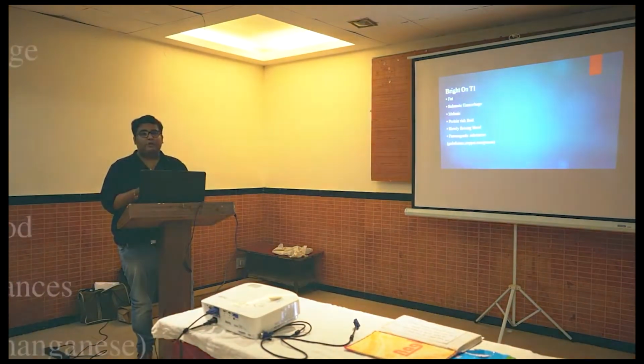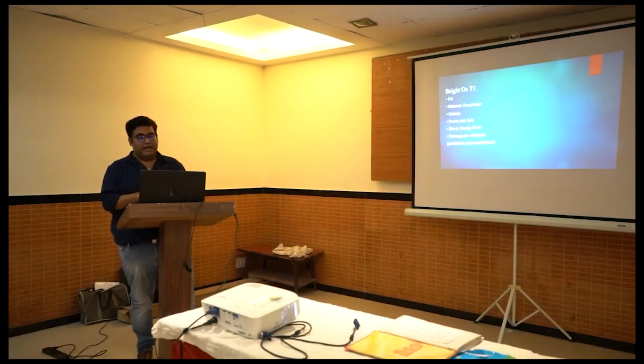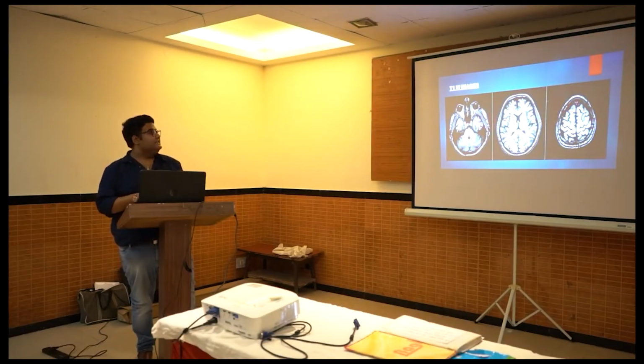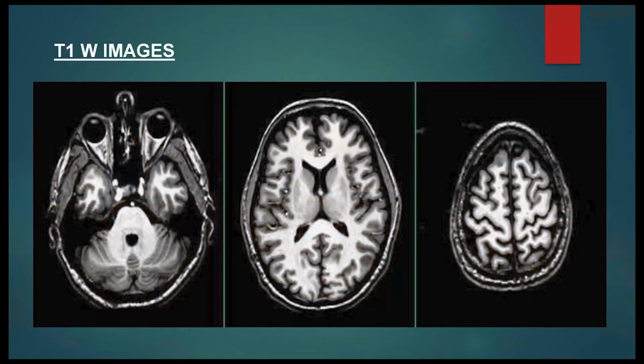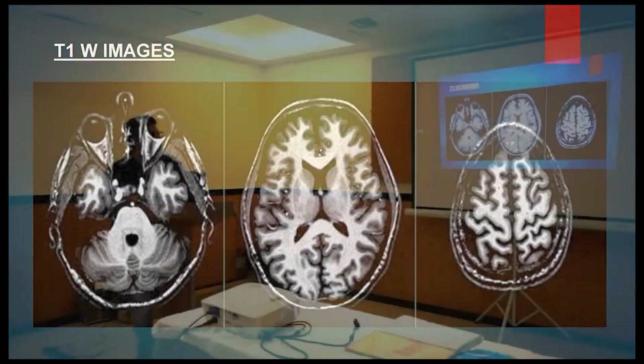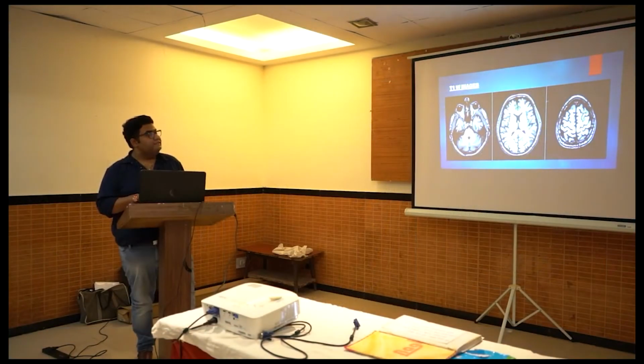What will be bright on T1? Fat will be bright on T1, subacute hemorrhage will be bright on T1, melanin, protein rich fluids and paramagnetic substances will be bright on T1. These are T1 weighted images. We can see the subcutaneous fat is bright, the fluid is black, white matter is white and cortex is gray.